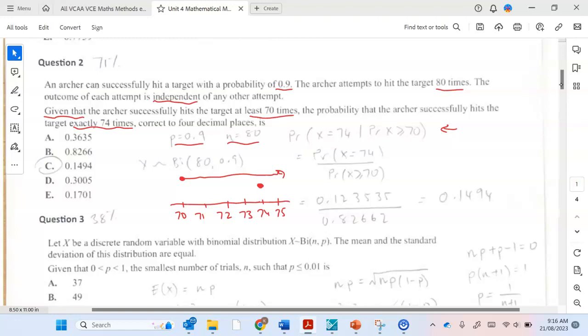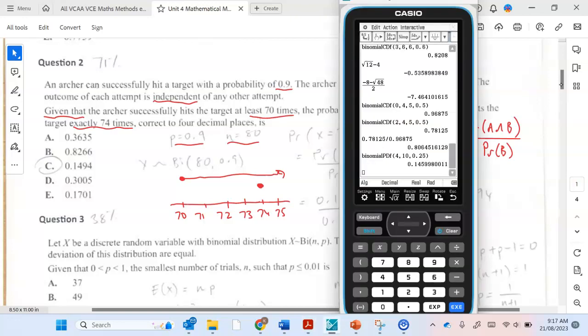Using the conditional probability formula, which is on your formula sheet, on the numerator we have what they have in common, which is x equals 74, over the probability of B, which is x greater than or equal to 70. You'll need to do both of them on your calculator, just being careful of the inequality sign. This one includes 70, so your lower limit is 70.